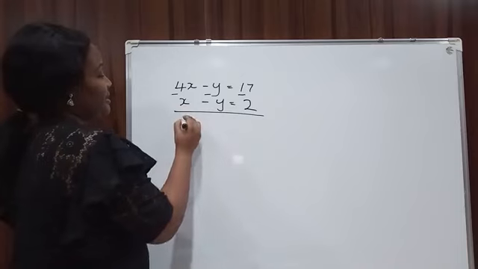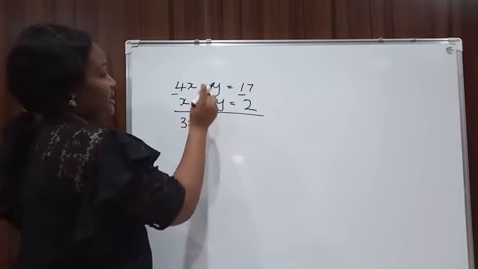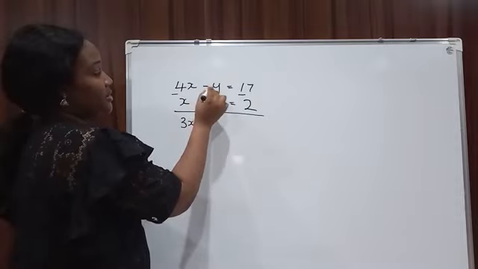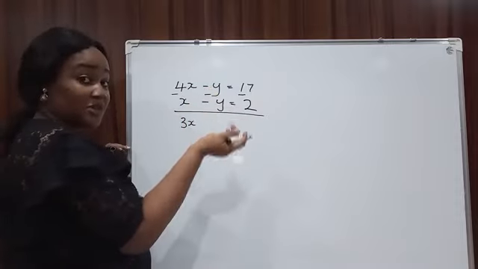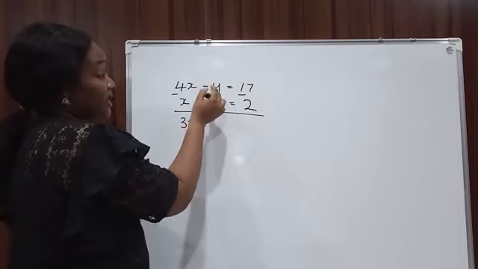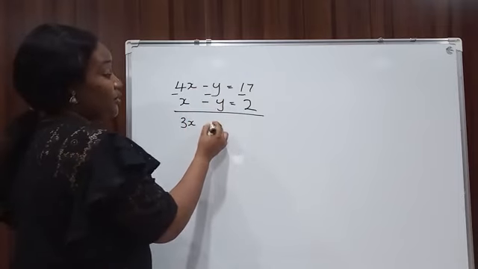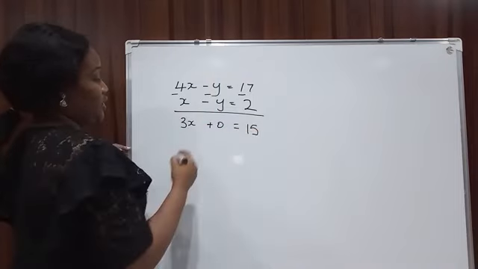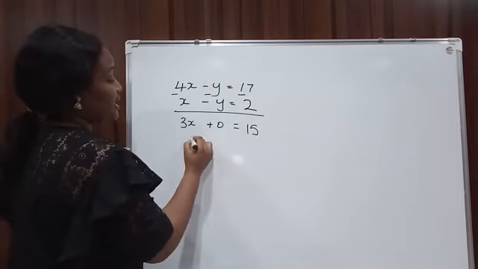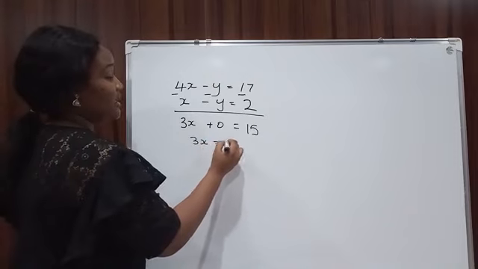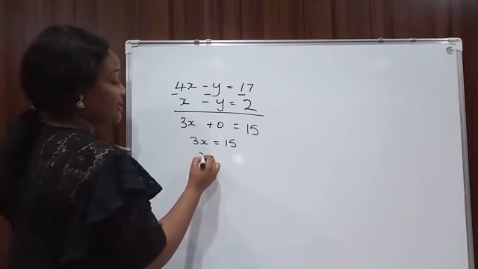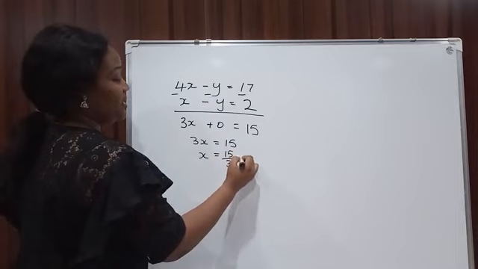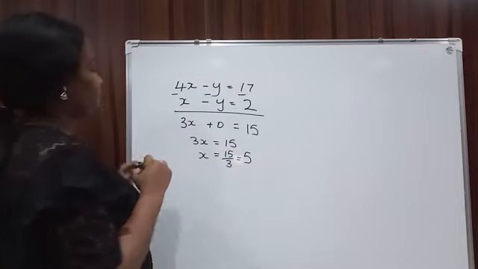4x minus x is 3x. Minus y minus minus y. That's minus y plus y, minus and minus gives us plus, which still gives us 0, equals 15. So you have 3x equals 15, and our x equals 15 divided by 3, which gives us 5.